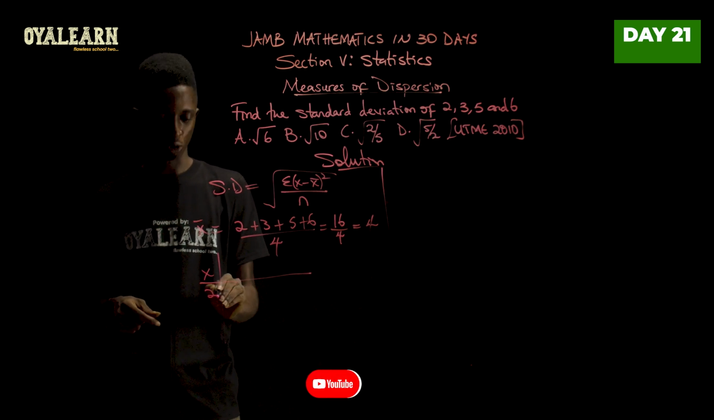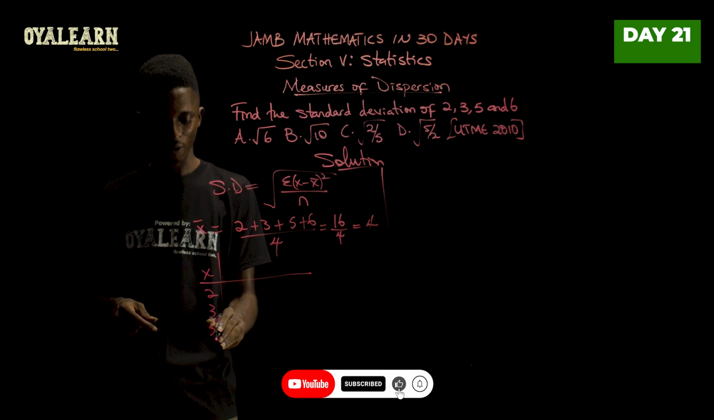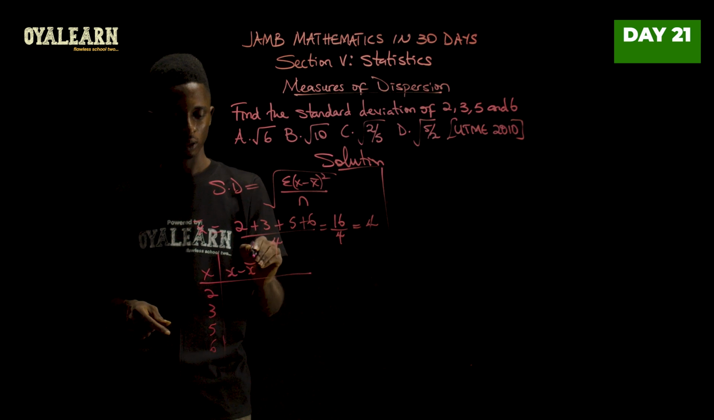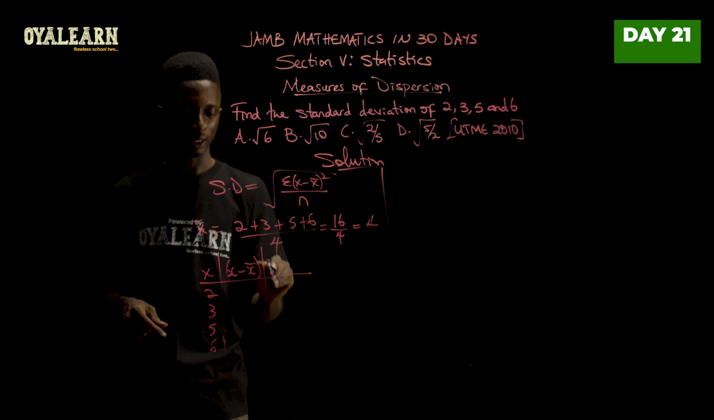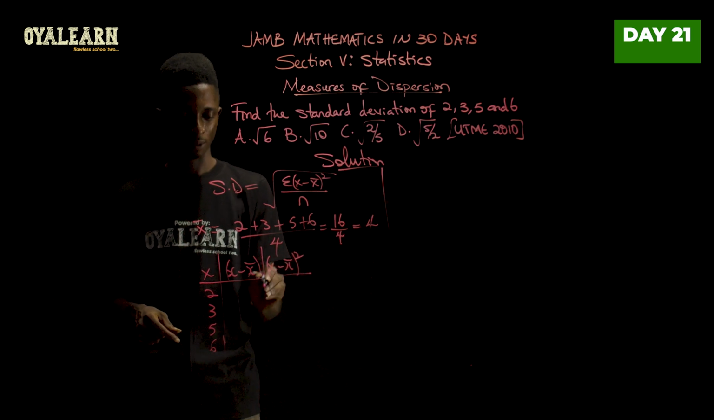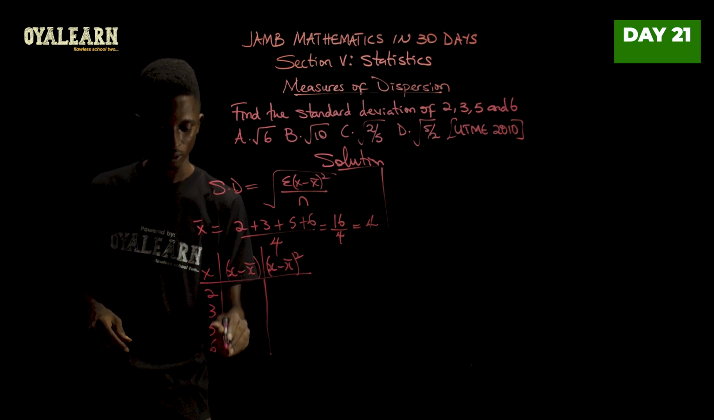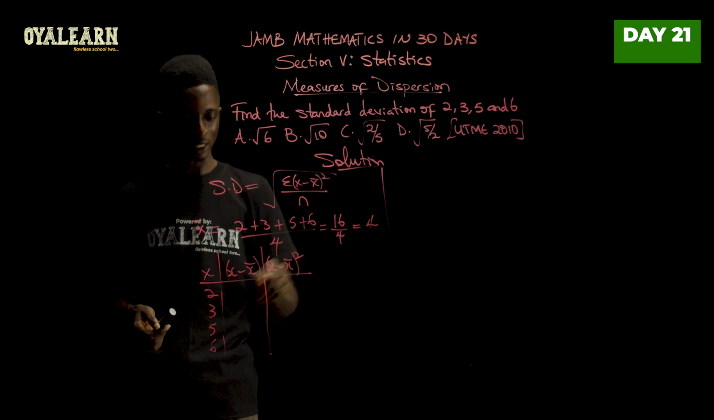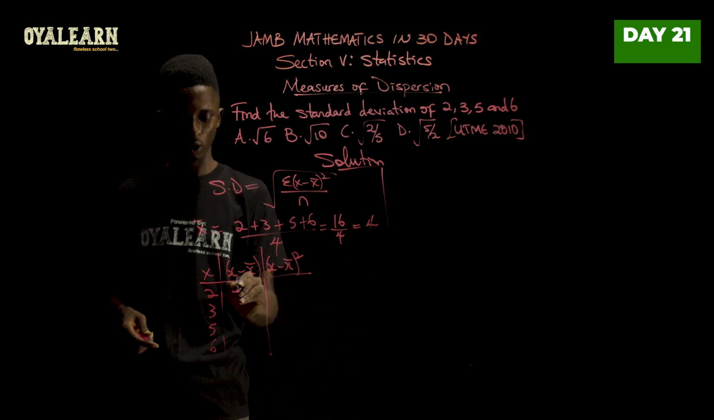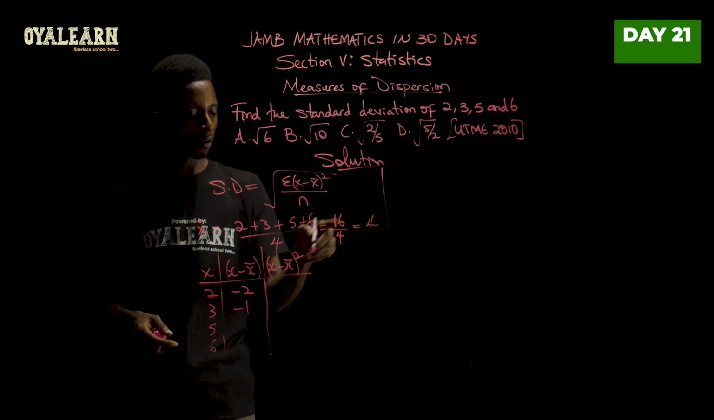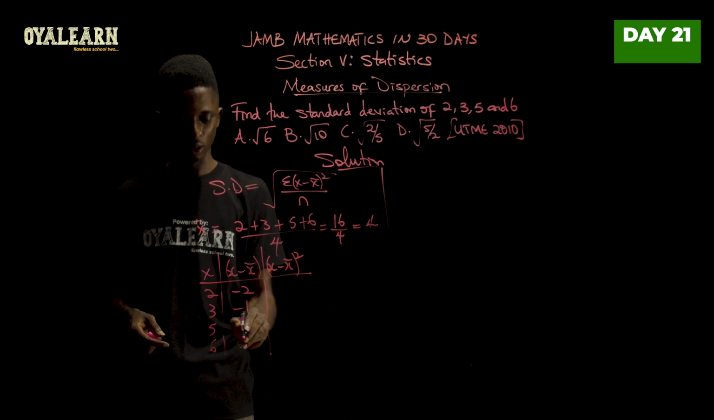So here we have 2, 3, 5, and then 6. So now we do x minus x bar, then x minus x bar squared. So 2 minus 4, remember it's minus the mean. So 2 minus 4 will give us minus 2. 3 minus 4, that's minus 1. 5 minus 4, that is 1. 6 minus 4, and that's 2.